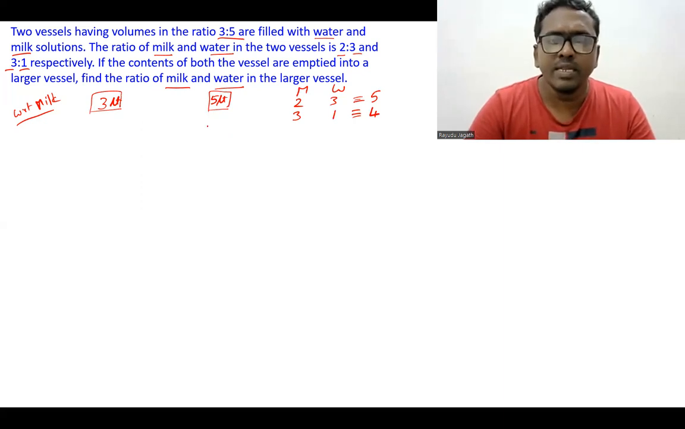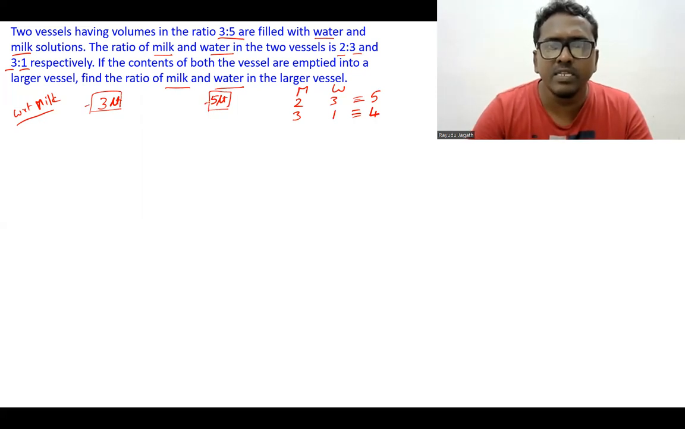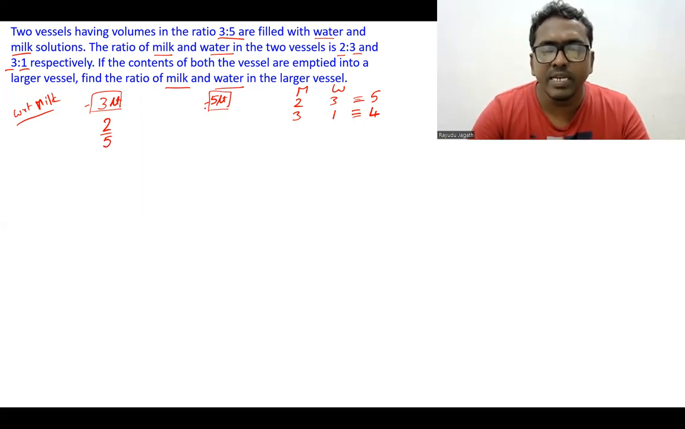Now we can get a fractional value. With respect to milk, we have to write this 3 liters is weight and this 5 liters is weight of volume 2. And with respect to milk, we have to write what is the milk content, 2/5 in the first place. So I write 2/5 here. And what is milk content in 5 liters? In second case, milk content is 3/4 part. 3 parts out of 4 parts. So 3/4. Is it clear?